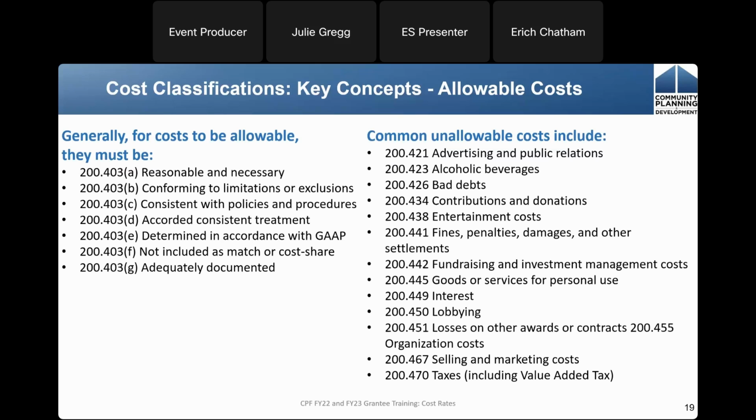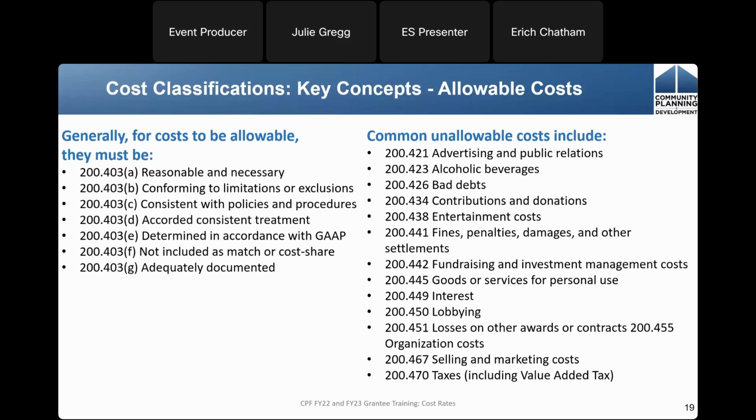We'll review this momentarily. They must conform to any limitations or exclusions particular to the grant award itself. The cost must be consistent with the organization's policies and procedures. And to that effect, the cost must be accorded consistent treatment. And so you must treat each of your types of cost that your organization incurs consistently for both the federal grant and non-federal grants. Your organization has to have one policy for how costs are allocated, and the federal funds must be treated in that same standardized manner.